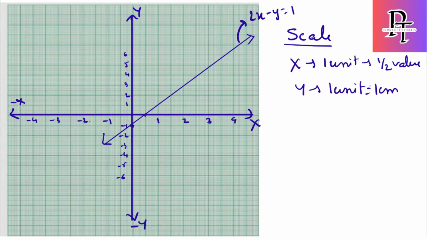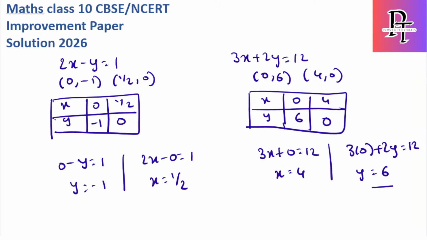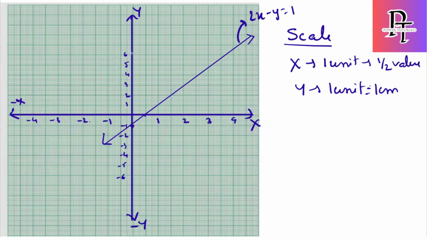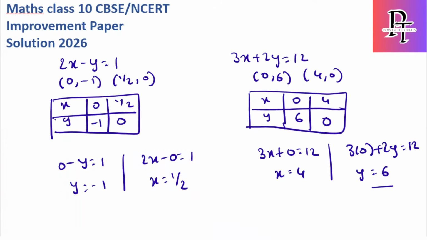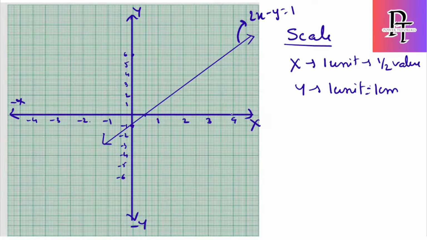What about the second line? x is 0, y is 6 will be first this point. The second point is x is 4, y is 0. x is 4 is here. So let's draw a line touching this one. If you mark it properly, you'll get something like this.